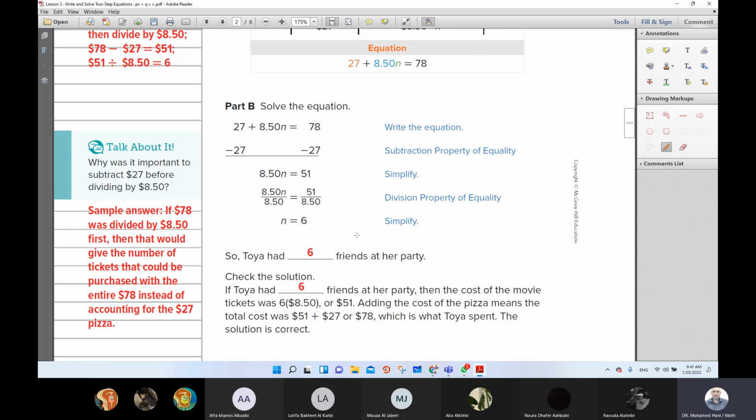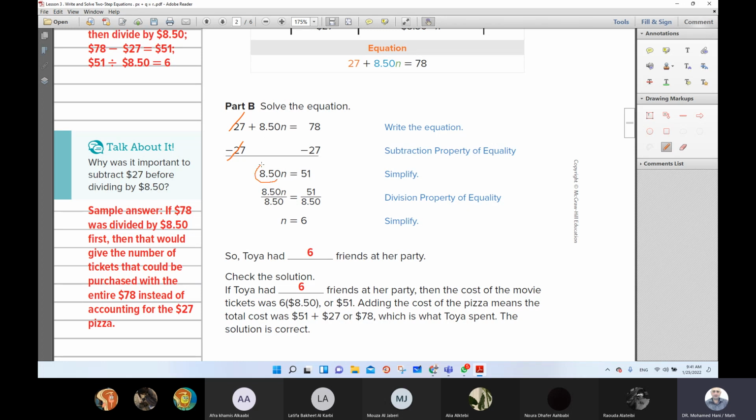Always remember, when you want to solve any equation, keep the variable alone on one side. So try to remove the constant. The constant here is 27. So we can subtract 27 from the two sides. 27 minus 27 will be 0. Remaining on this side is 8.50 n. And 78 minus 27 will be 51.